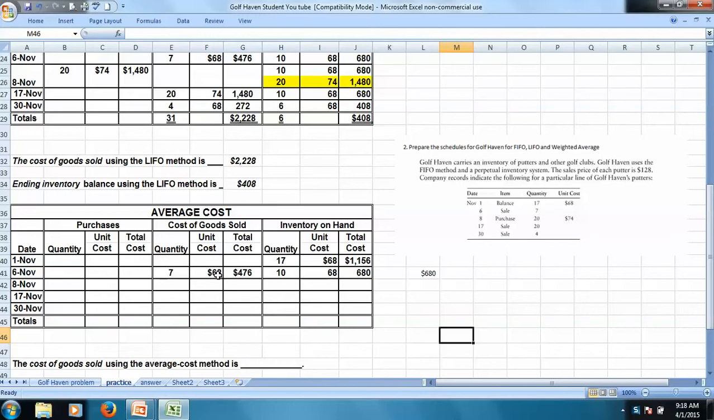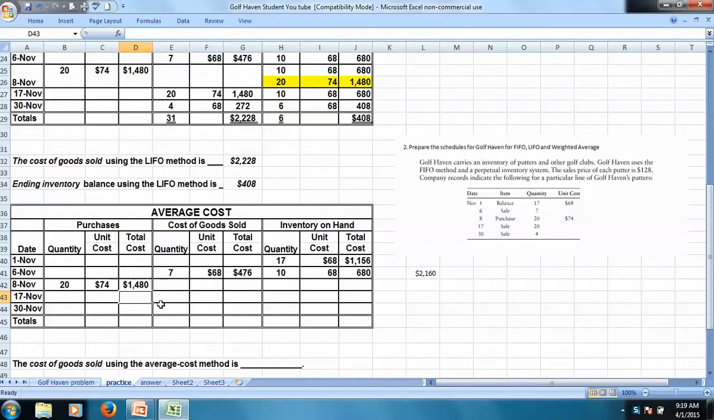So we assigned the cost of $68 to the inventory. But under weighted average, and here's the important part, every time we add to the inventory, the weighted average will change. So on the 8th, we purchased 20 putters. 20 putters came in the store, and we were charged $74 per putter for a total cost to us of 20 times 74 or $1,480.